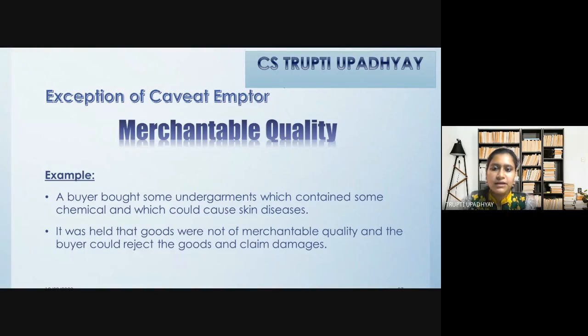Here, the buyer bought some undergarments which contained some chemical. The cloth was containing some chemical which could cause skin disease. So obviously, no one will buy goods which will be harmful for the skin. So it was held that the goods are not of merchantable quality, and the buyer could reject the goods and claim damages.